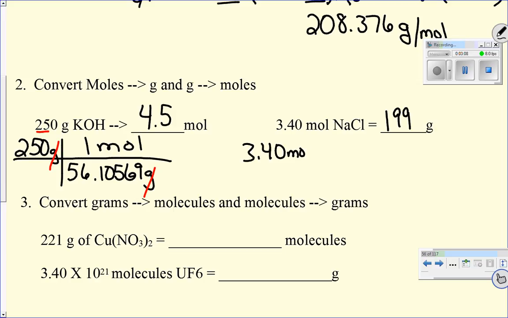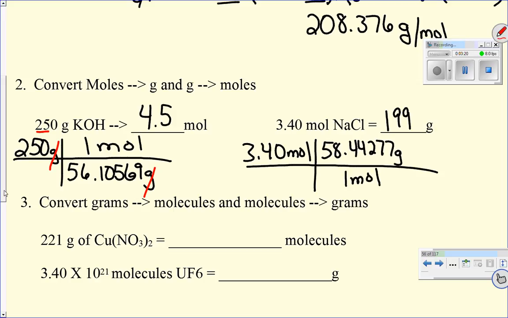3.40 moles of NaCl. I calculated my gram formula mass to be 58.44277 grams per 1 mole. My moles are going to go away, so I'm actually multiplying here. I can have a total of 3 sig figs, so this rounded nicely to 199.